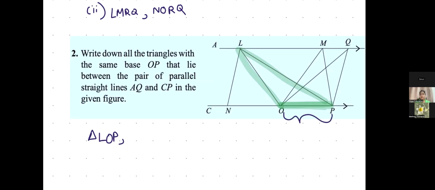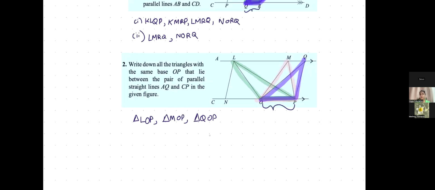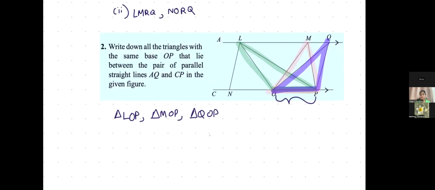Then MOP. Same thing again. Base OP, same pair of parallel lines. Then QOP. Again, the same thing. Base is OP and between the same pair of parallel lines. Did you all understand that? Give me a thumbs up.